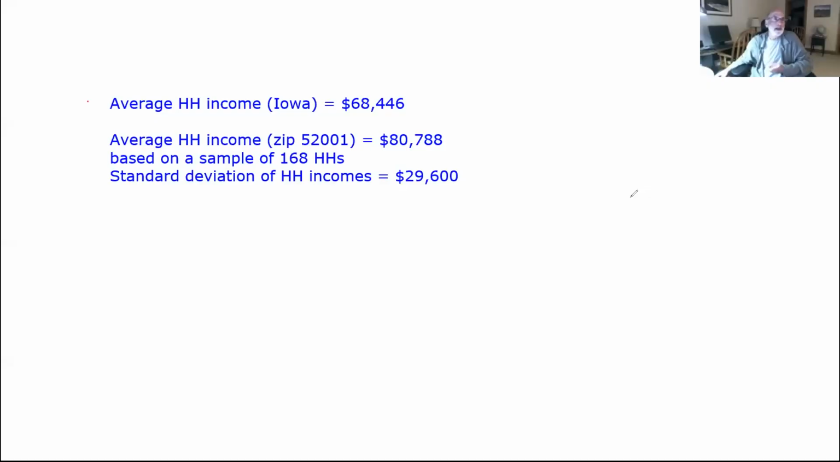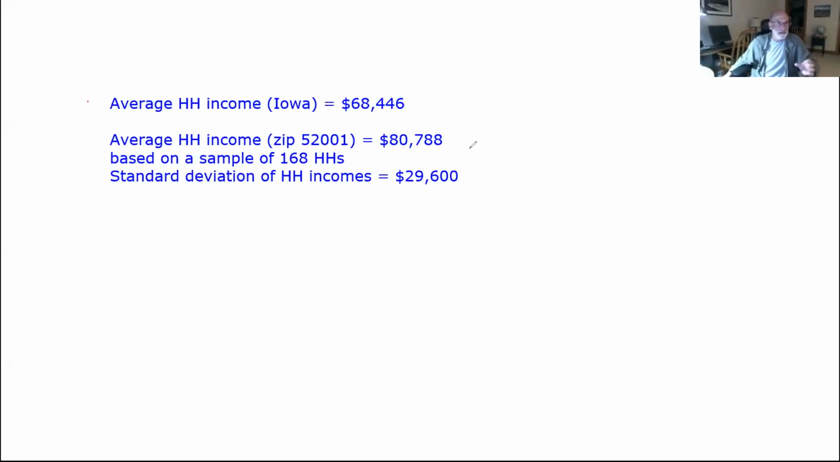So, to begin, let's start with a concrete example of where this might come into play. I just looked up what the average household income is in Iowa, and it's $68,446. I also had some data from each zip code. The 68,446 is the actual figure. It's from the IRS, actually based on tax return data.